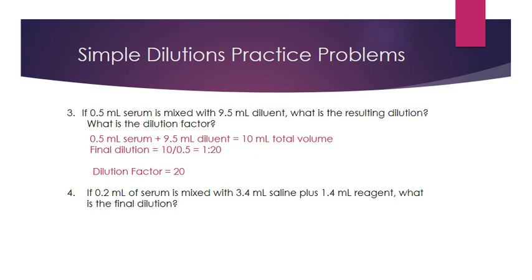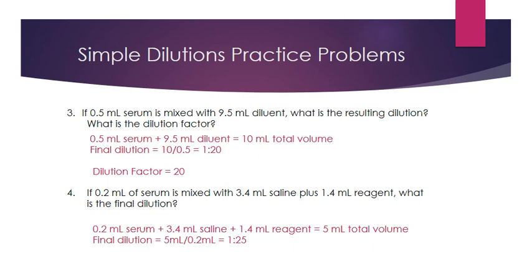So number 4, if 0.2 milliliters of serum is mixed with 3.4 milliliters saline plus 1.4 milliliters of reagent, what is your final dilution? First, we're going to add up all of our parts to get our total volume. So we've got 0.2 milliliters serum plus 3.4 milliliters saline plus 1.4 milliliters of reagent, which gives us 5 milliliters total volume. So your final dilution is going to be 5, your total volume, divided by 0.2, which is your original sample volume. So your final dilution, 1 to 25. Now, even though this question doesn't ask, your dilution factor here is going to be 25.